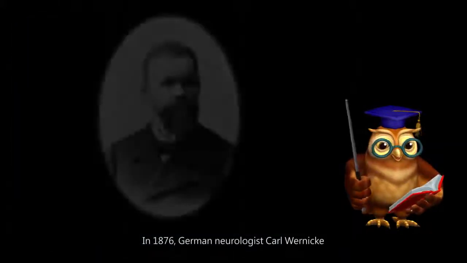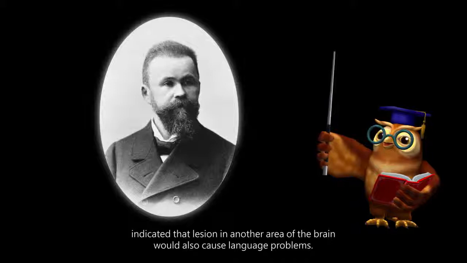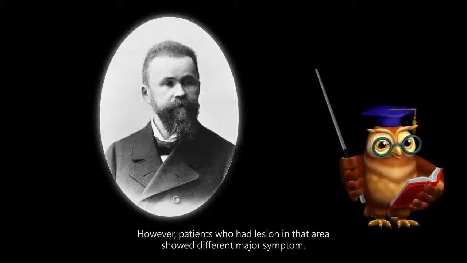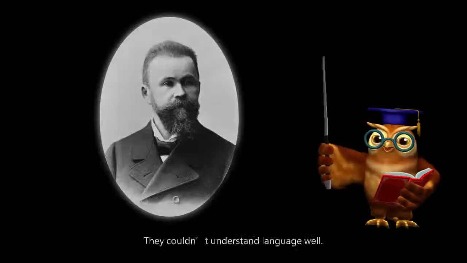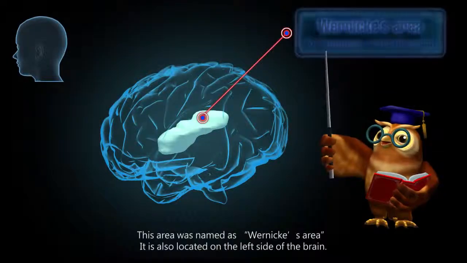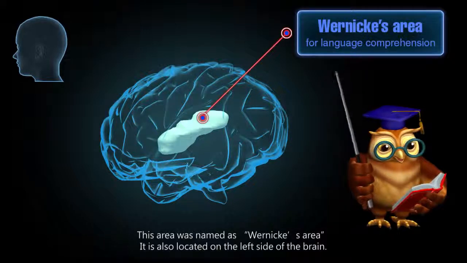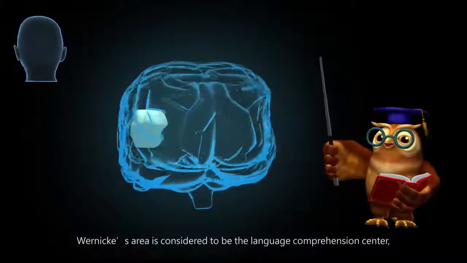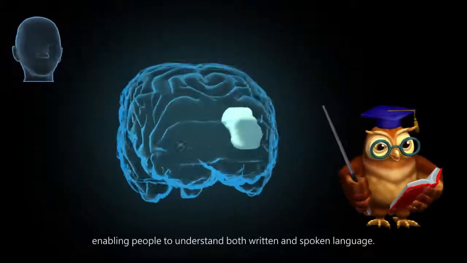In 1876, German neurologist Karl Wernicke indicated that lesions in another area of the brain would also cause language problems. However, patients who had lesions in that area showed different major symptoms. They couldn't understand language well. This area was named as Wernicke's area. It is also located on the left side of the brain. Wernicke's area is considered to be the language comprehension center, enabling people to understand both written and spoken language.